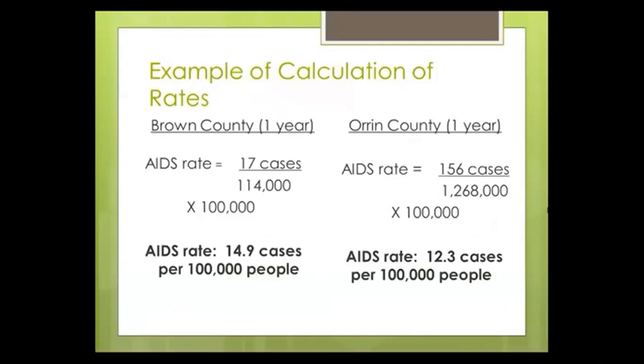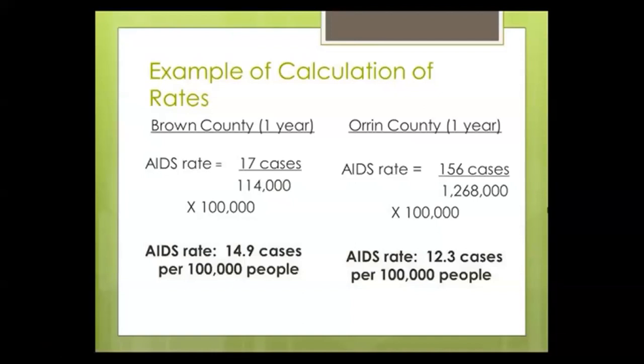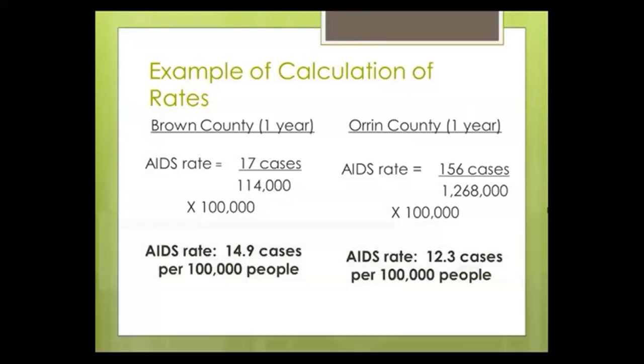Here's an example of how we calculate rates. We have Brown County for a one-year period that has an AIDS rate of 17 cases and 114,000 population. We multiply that times 100,000 and we get an AIDS rate of 14.9 cases per 100,000 people.